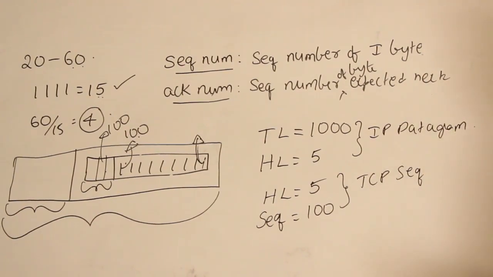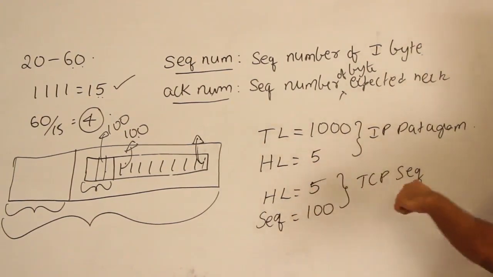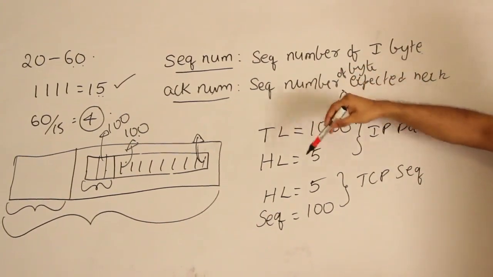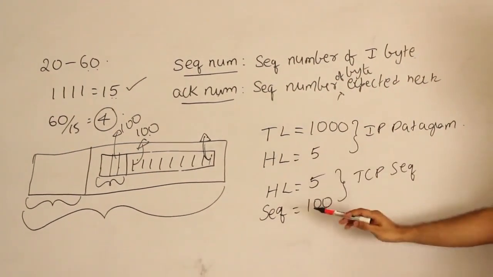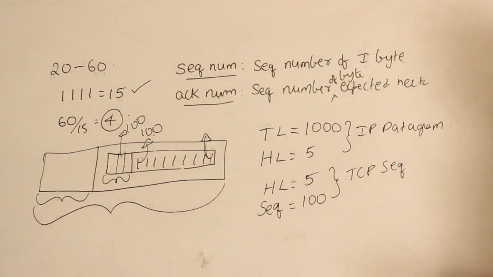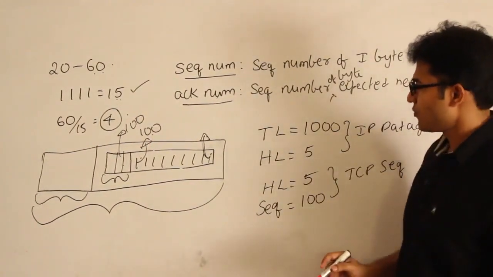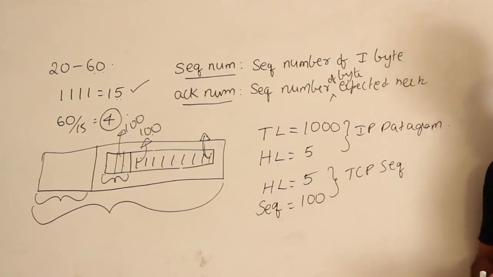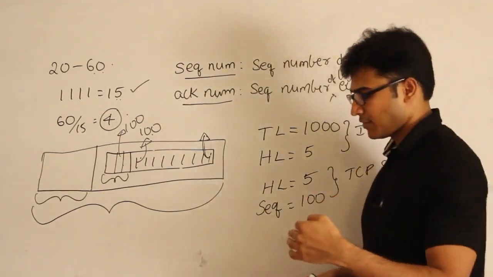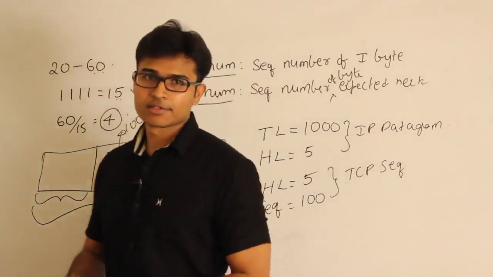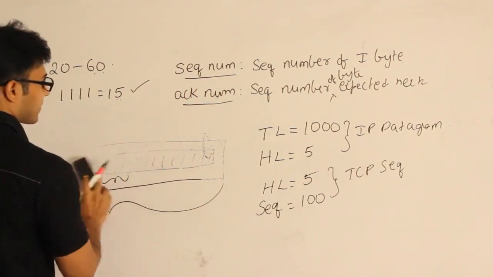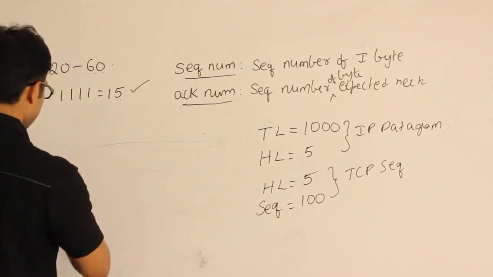Okay, so what is it? The IP datagram contains inside it a TCP segment, and the IP datagram has this total length and header length, and the TCP segment has this header length. Now using this, I want you to find out what should be the acknowledgement number for this packet. Acknowledgement number means the sequence number of the byte expected next. How can you do it? Watch it once.